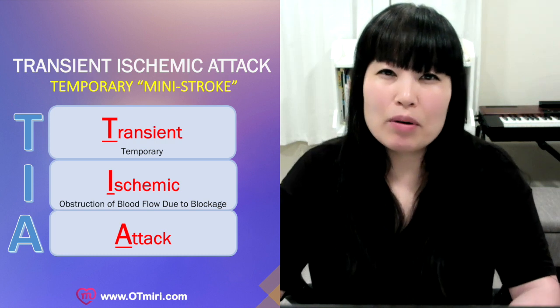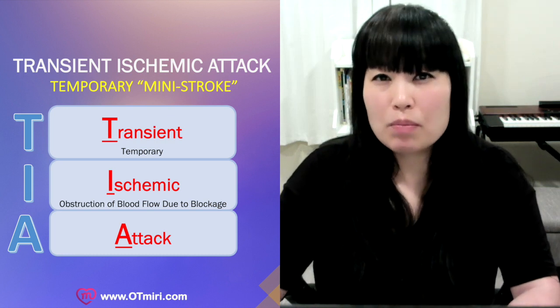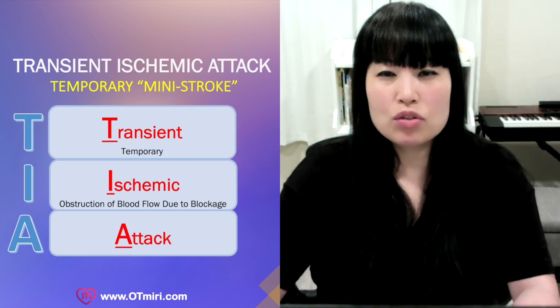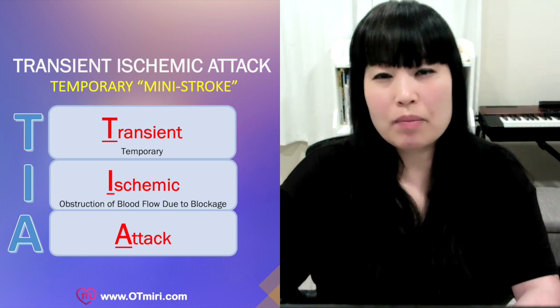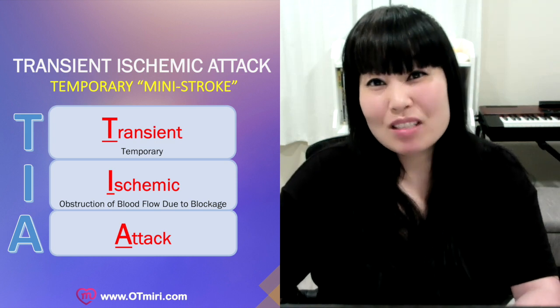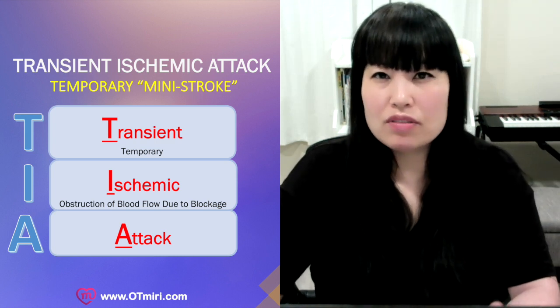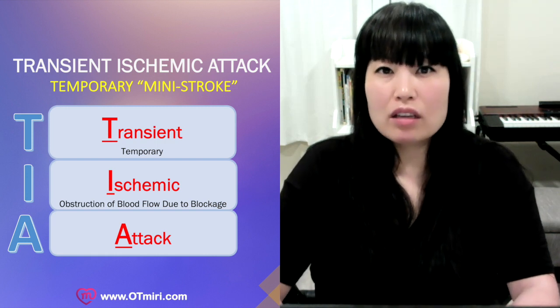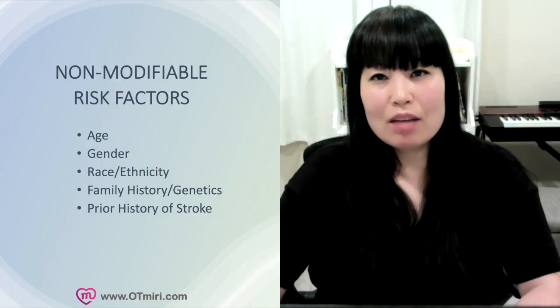And if I remember correctly, more than a third of people who have a TIA actually go on to have a stroke within 1 year if they don't get treatment. So not something to take lightly, because a diagnosis of TIA can lead to medical interventions that can ultimately prevent an eventual stroke, right? So now let's go over some risk factors, beginning with non-modifiable risk factors.